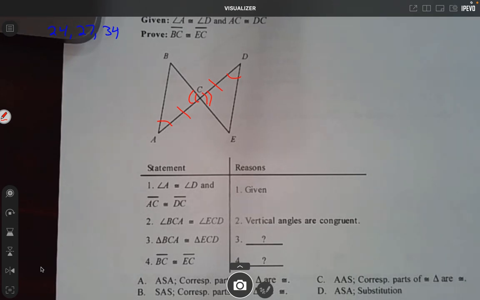Without those marks, y'all, this might be kind of hard. Okay? So, why are these triangles congruent? There's 2 options. It's either angle, angle, side, or side, angle. Okay. How do you know?